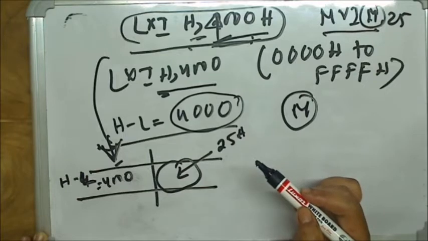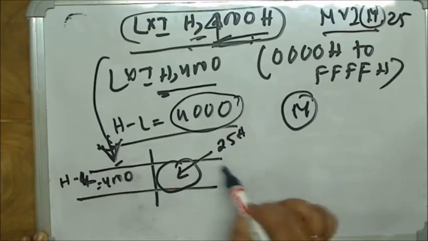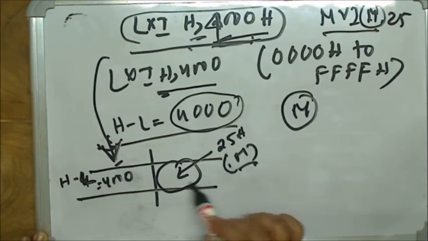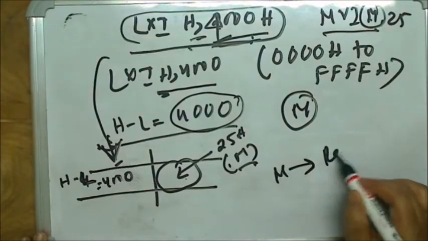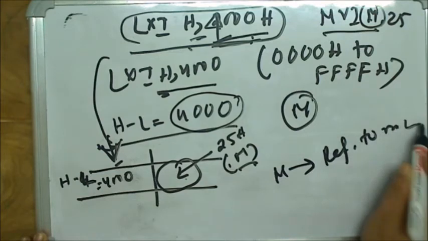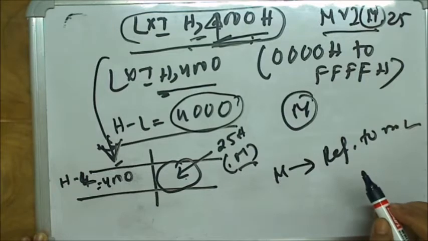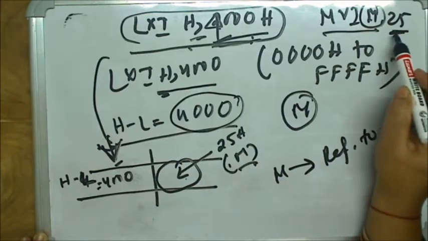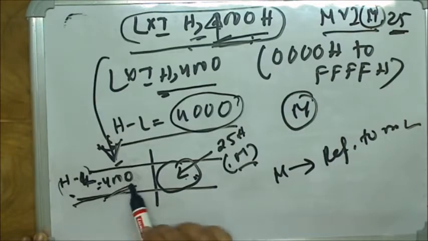That means M is referring to a memory location. What is M referring to? M is referring to memory location 4000. Did you understand? M is not referring to any register. M is referring to a memory location. So in MVI B, 25H, the data goes to register B, but in MVI M, 25H, the data goes to a memory location whose address is given by the HL pair.